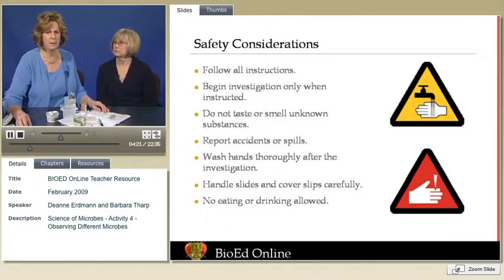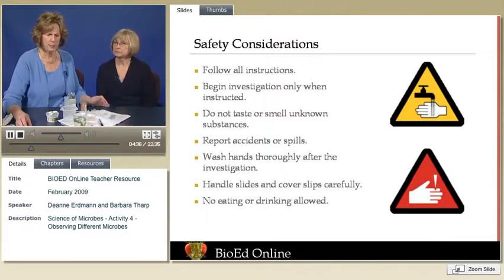Even if you have these lessons, these rules posted in your classroom, don't assume that students, because they've been in your room half a year, don't need to hear safety again. Always talk about safety. Follow your district and school guidelines. Have students read and follow instructions.